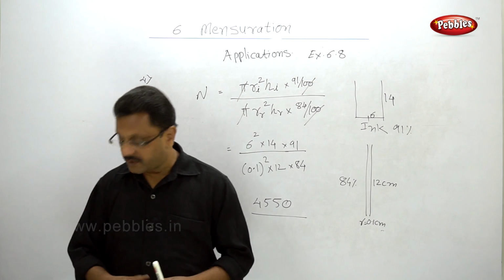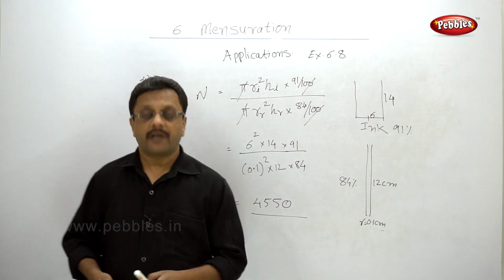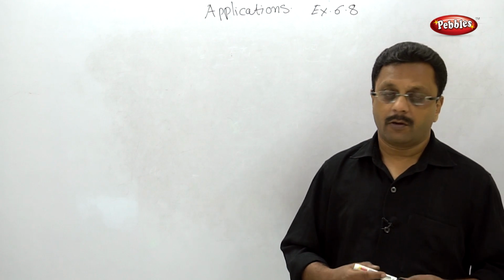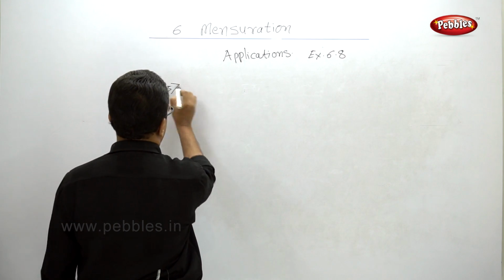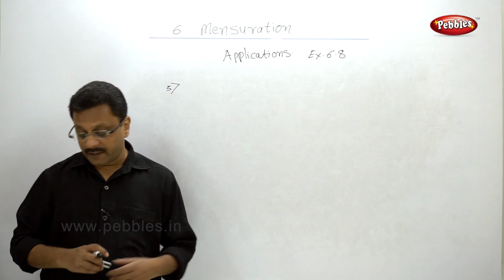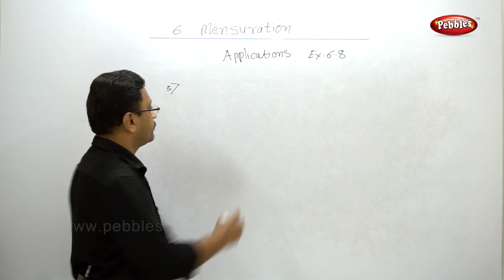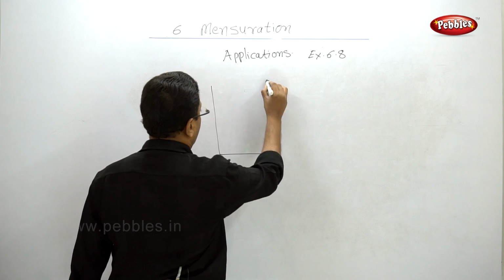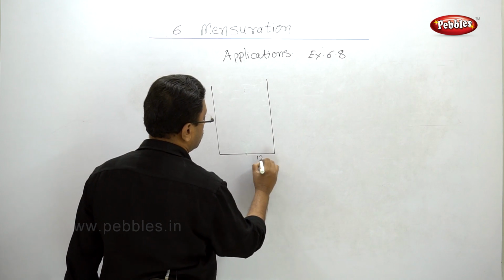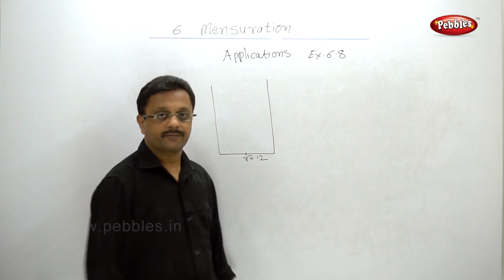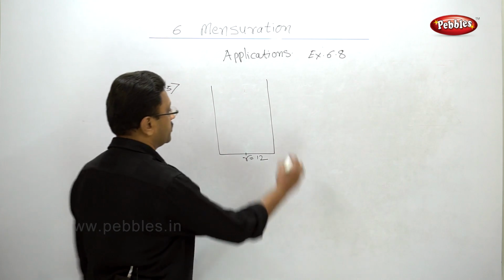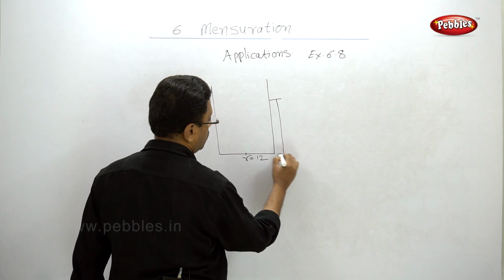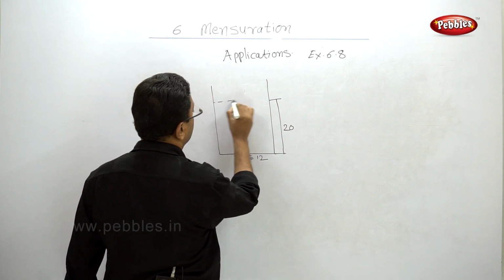We'll go to the last example of 6.8. The fifth example is also an interesting one. You have to interpret the figure perfectly, okay, otherwise the example is very simple. In the fifth example, they say that a cylinder of radius 12 centimeter, R is equal to 12, contains water up to the height of 20 centimeters. Up to 20 centimeter water is there.